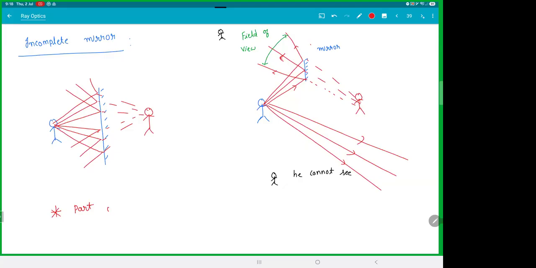So part of a mirror or a lens. This is valid even for a lens. If you remember, when we find an image, we take only two light rays, but in reality, there are infinite. Or a lens forms an image at the same place as a full mirror or lens, with a decreased intensity.